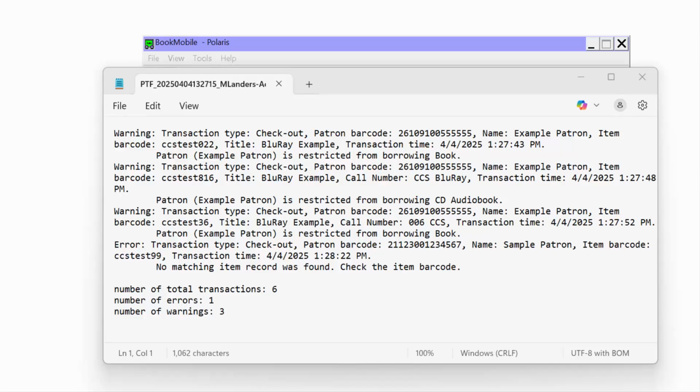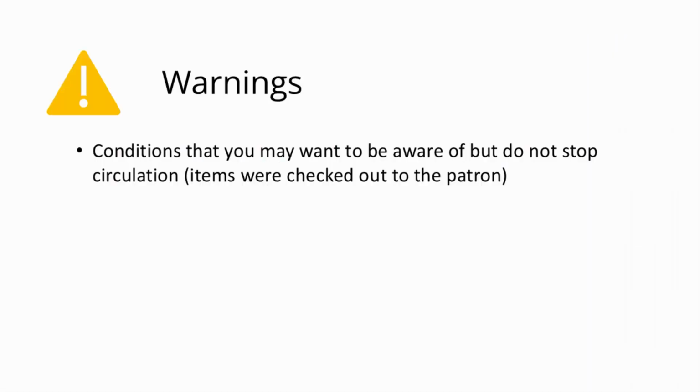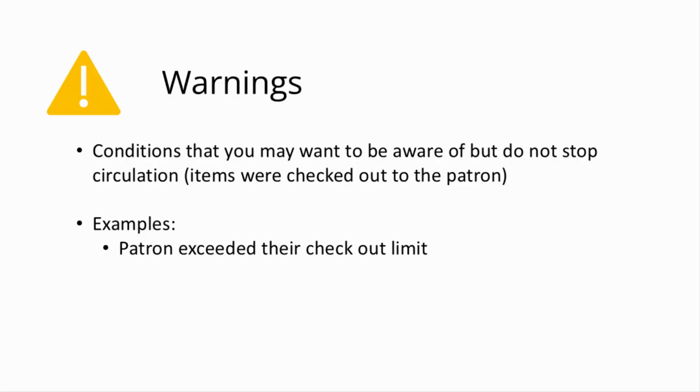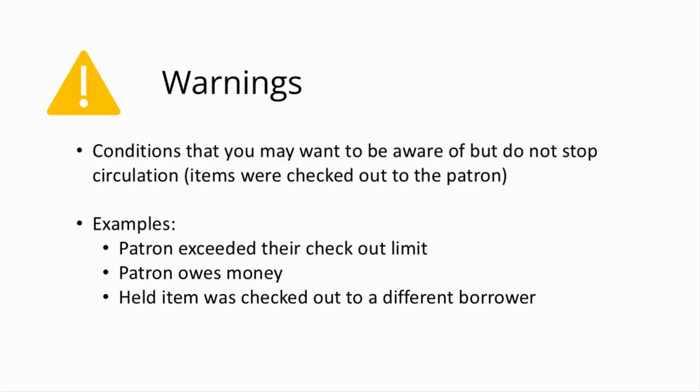Warnings are conditions that you may want to be aware of, but do not stop circulation. So, items that produce warnings were checked out to the patron. Examples of conditions that prompt offline warnings include the patron exceeded their checkout limit, the patron owes money, a held item was checked out to a different borrower, and the patron's card is expired.